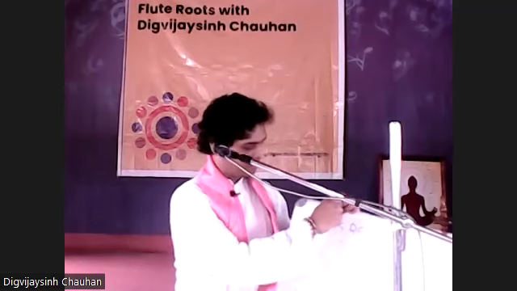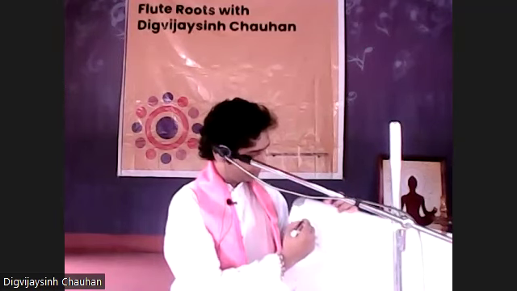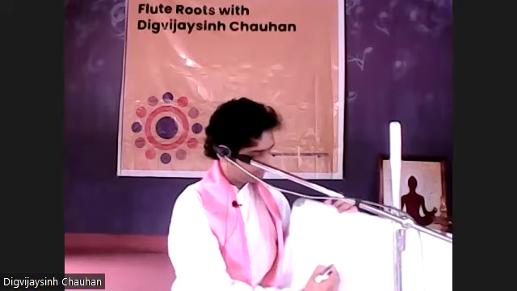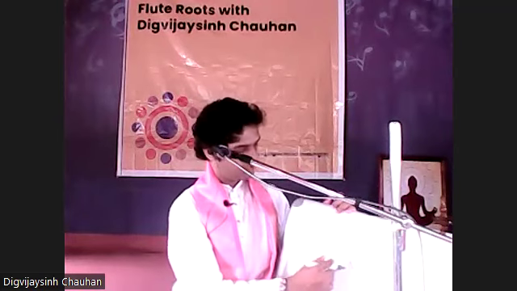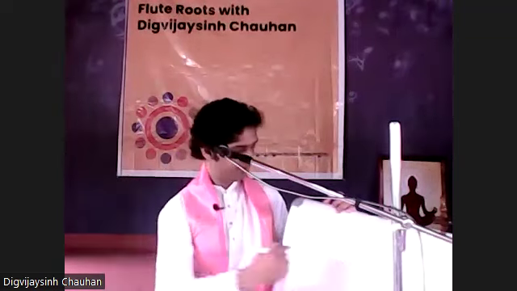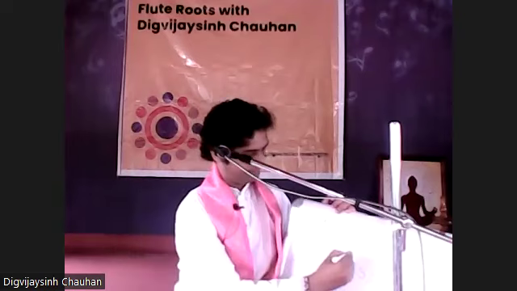So the rule is 1 2 3 4. What will the first phrase be from pa? Pa dha ni sa. What will be the next phrase? Dha ni sa re. Now what will be the supporting for pa? Slide of pa will take it from dha. Slide of dha will take it from ni. Slide of ni will take it from sa. Slide of sa will take it from re.